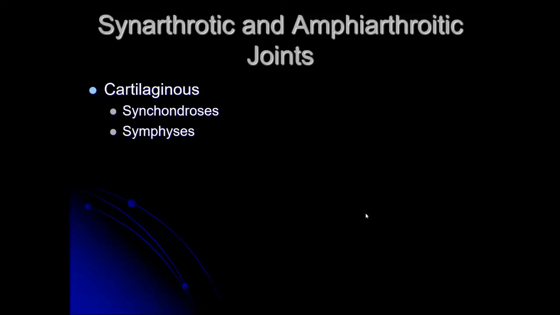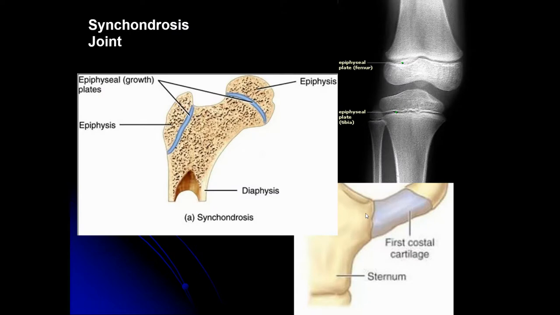Let's look at cartilaginous joints. There are two types of cartilaginous joints. There are synchondroses and symphyses. And the type of cartilage that is found here is what determines the type of joint. A synchondrosis has hyaline cartilage, and a symphysis has fibrous cartilage. So if we look at a synchondrosis, we can see this hyaline cartilage. And the best example of this is the epiphyseal plates of long bones. Here you can see it in a diagram, also in an X-ray. Another place you can find a synchondrosis joint is between the ribs and the sternum. Remember, that is hyaline cartilage.